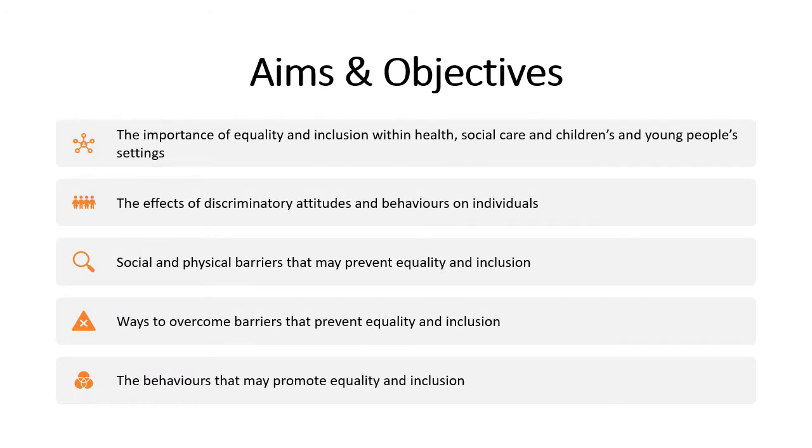The aims and objectives of this session are, by the end of the session, you will understand the importance of equality and inclusion within health, social care and children and young people's settings. You will understand the effects of discriminatory attitudes and behaviours on individuals. You will have an understanding of social and physical barriers that may prevent equality and inclusion. You will have an understanding of ways to overcome barriers that prevent equality and inclusion. And you will have an understanding of the behaviours that may promote equality and inclusion.